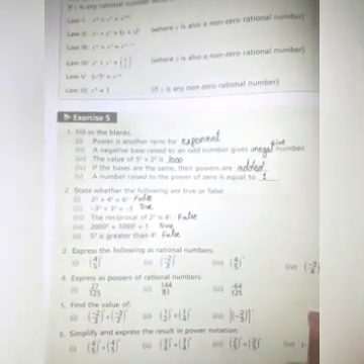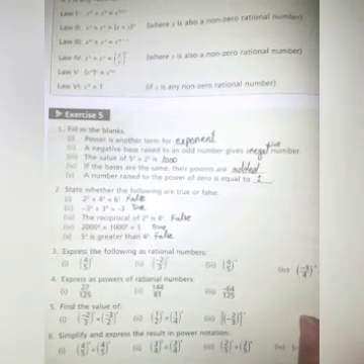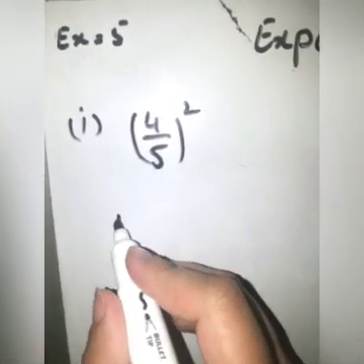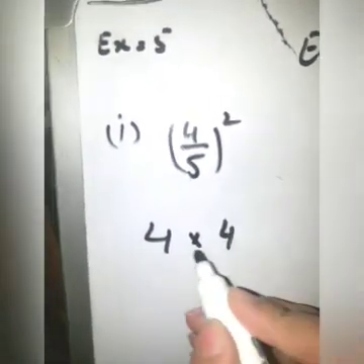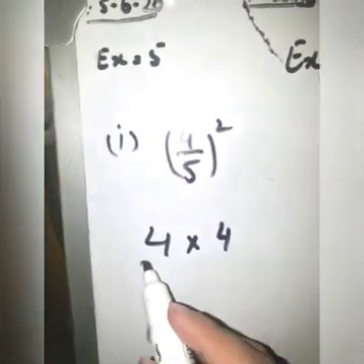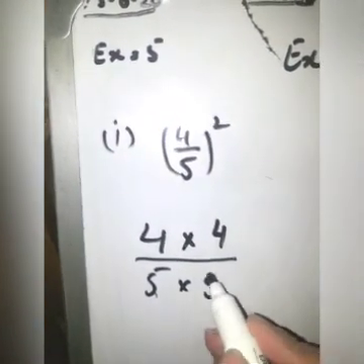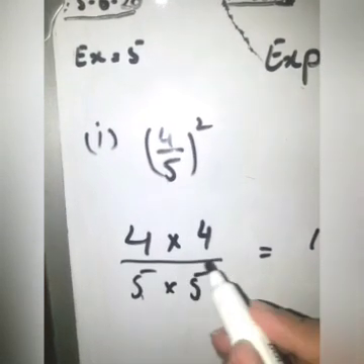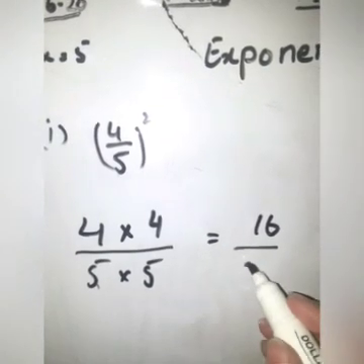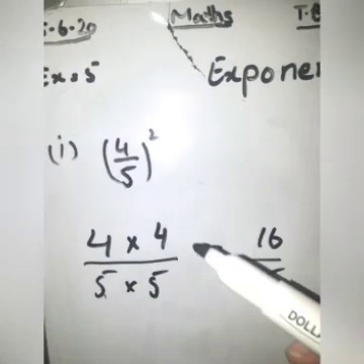Now you have question number 3, express the following as rational numbers. The first one is 4 over 5 whole square. Now this is the question. How will you solve this question? 4 multiplied by 4, because 4 square means you will multiply 4 by itself. 5 square means 5 multiplied by 5. The answer will be 4 multiplied by 4 is equal to 16, 5 multiplied by 5 is equal to 25. 16 over 25 is the answer of this value.